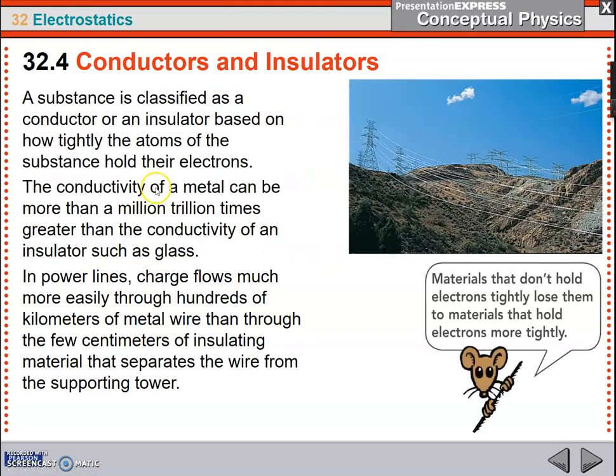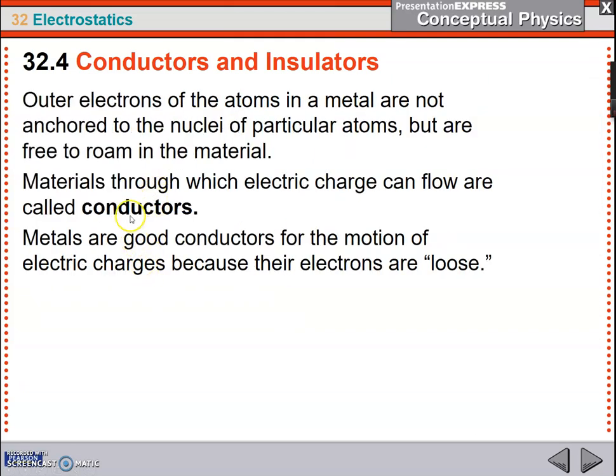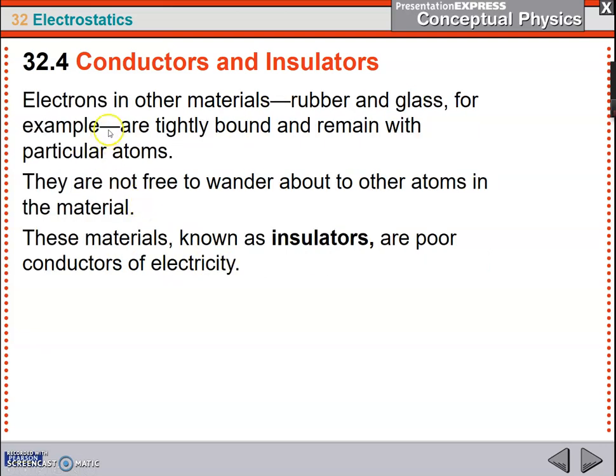Do I have a picture of that? No. I will next year, but for now I don't. So what's the point? The point is, in metals, there's extra electrons that are free to roam around between the atoms. Electrons in other materials, such as rubber and glass, are tightly bound and remain with particular atoms. So there's no extra electrons. Every electron is tightly bound to its atom. They are not free to wander about the other atoms in the material. These materials are known as insulators, and they are the opposite of a conductor. So they are poor conductors of electricity.